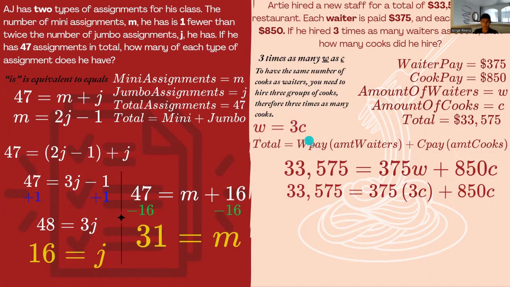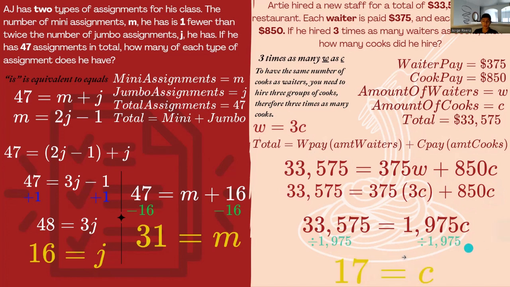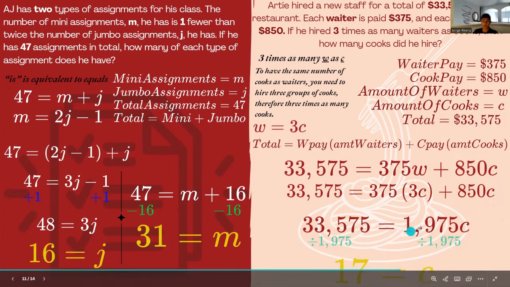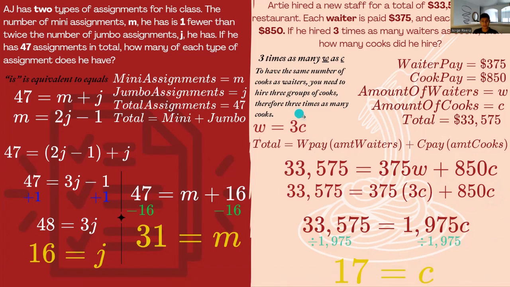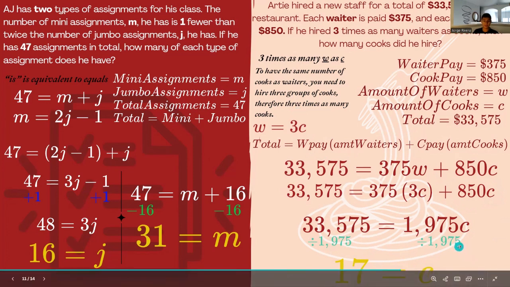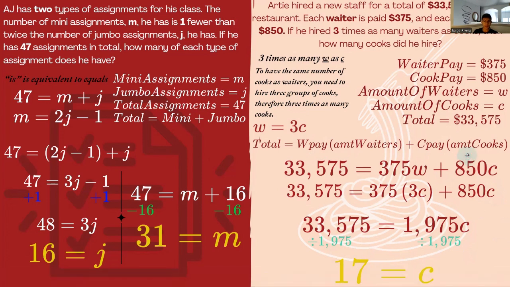So what we want to do is plug in 3C. Instead of W, we're going to have 3C. And so that means that we only have C in this group. So we're going to multiply this out, add like terms, and that goes up to 1,975, and we're going to divide this by 1,975, and that's going to give you 17 cooks. So based on all of this, just plugging this in, you already have the amount of cooks that you hire, just based on all this data. That's how you're going to do it.